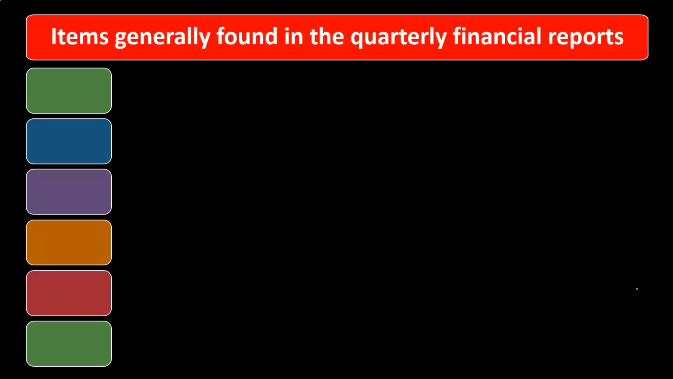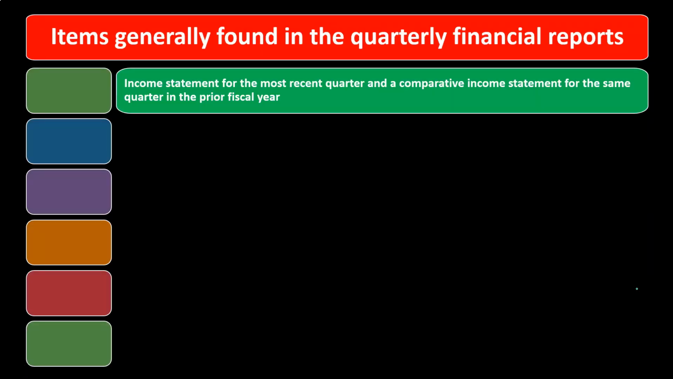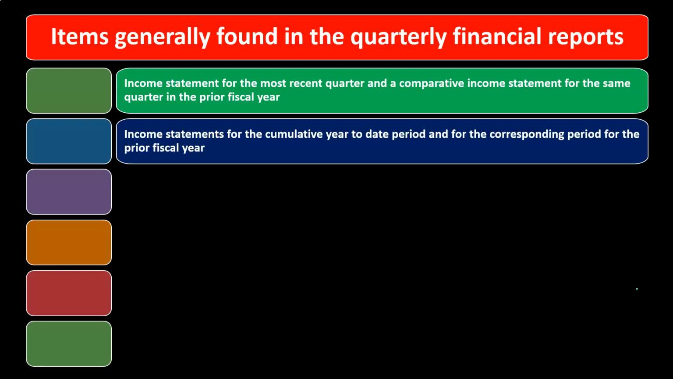Items generally found in the quarterly financial reports include the income statement for the most recent quarter and a comparative income statement for the same quarter in the prior fiscal year. So you've got the income statement for this quarter and the corresponding income statement for the same time period prior year. Income statement for the cumulative year-to-date period and for the corresponding period for the prior fiscal year.